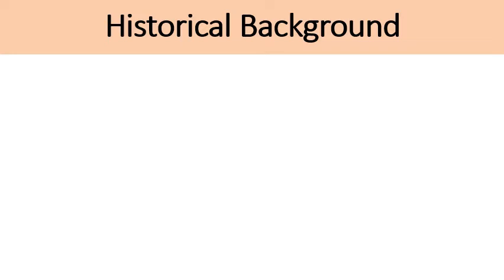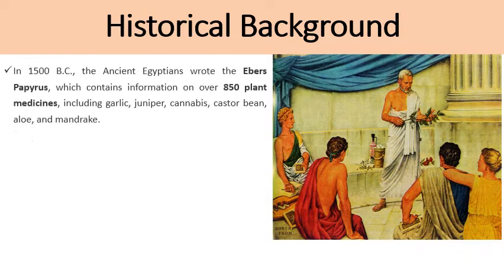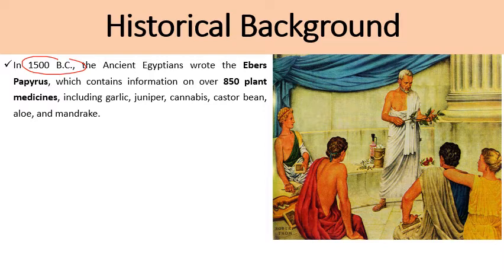Next comes historical background. The use of plants in medicinal preparation is an old practice. We have a lot of documentary proofs which show that this is an old practice. In 1500 BC, the ancient Egyptians wrote the Ebers Papyrus, which contains information on over 850 plant medicines. So ऐसी एक बुक लिखी गई है इजिप्शियंस के द्वारा, इसका नाम है एबर्स पेपायरस, जिसमें लगभग 850 प्लांट मेडिसिन के नाम दिए गए हैं. They included garlic, juniper, cannabis, castor bean, aloe and mandrake. So इसमें ये प्लांट्स के भी रोल बताए गए हैं as a medicine.